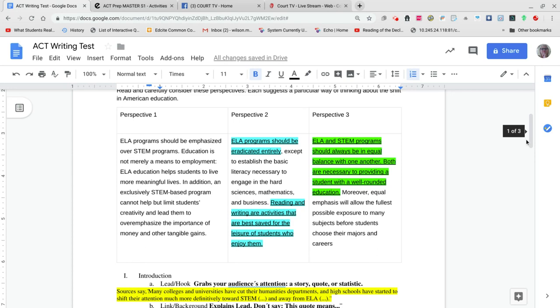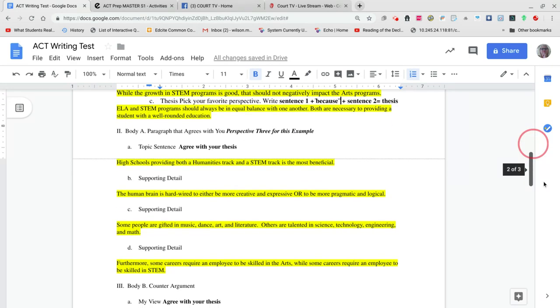Okay, so the way that is going to read is, ELA and STEM programs should always be equal and balanced with one another. And then I'm going to take away that period. I'm going to write in the word because. Both are necessary to providing a student with a well-rounded education. So now we've got a great thesis.